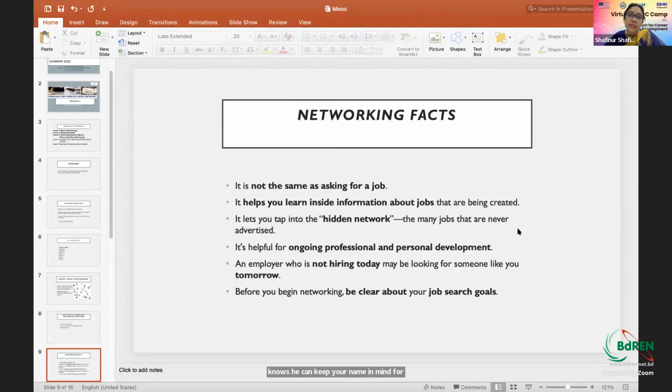Before you begin networking, be clear about what kind of job you are looking for and your job search goals. For these goals, you can ask yourself questions: what kind of job are you interested in, what do you actually want to do in future, and where do you want to see yourself in future?